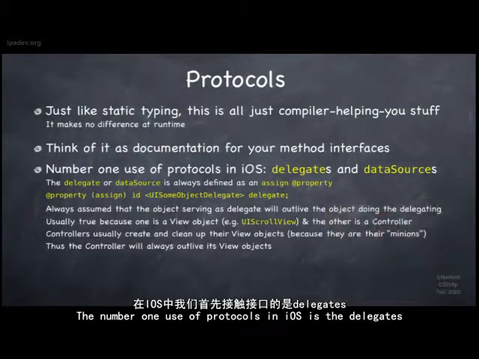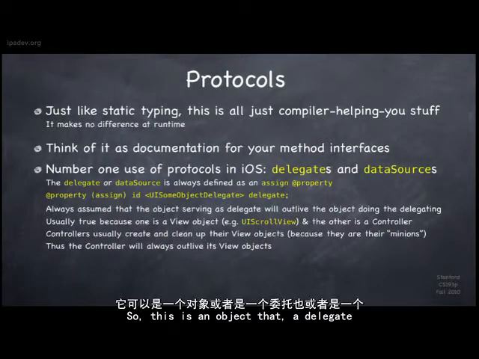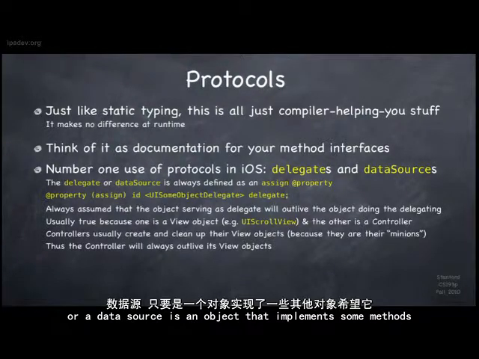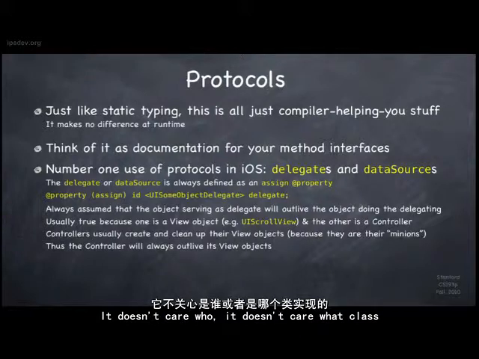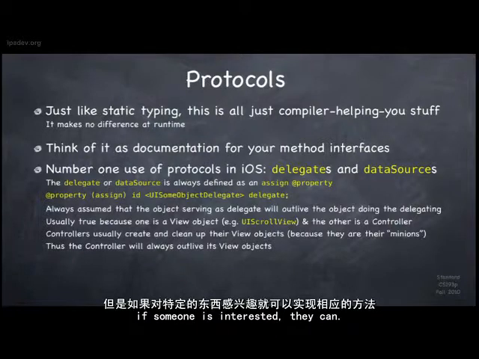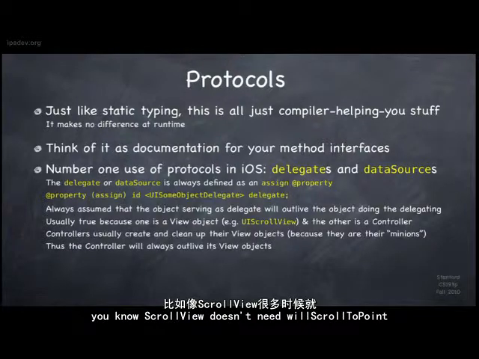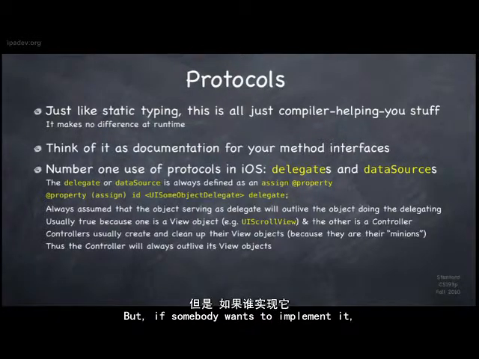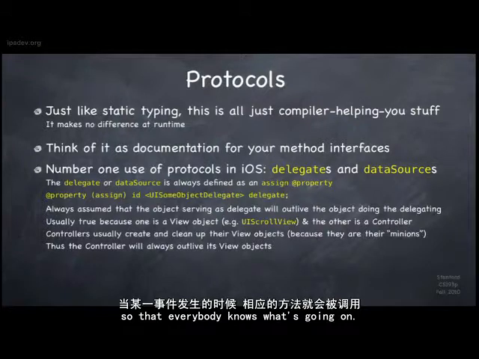The number one use of protocols in iOS is the delegates and data sources we saw in that MVC picture I showed you on the first day. A delegate or data source is an object that implements some methods that the other object wants somebody to implement. It doesn't care who, doesn't care what class of object implements it, but it needs those methods to be implemented. Or may not need them, but if someone is interested, they can. A lot of the wills and dids, scroll view doesn't need will scroll to point to be implemented, but if somebody wants to implement it, now the method is declared and documented in the interface so that everybody knows what's going on.